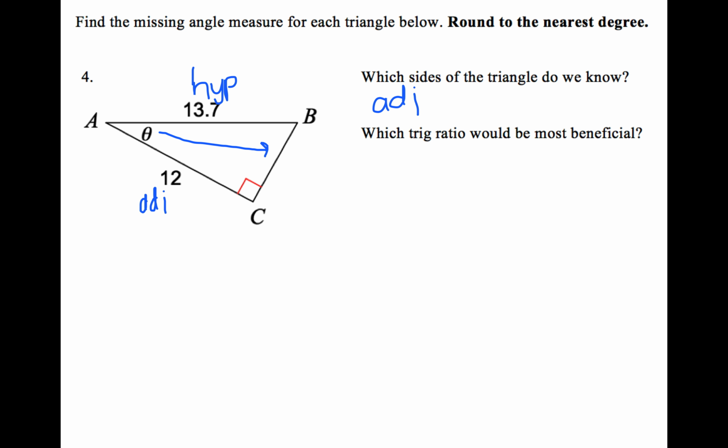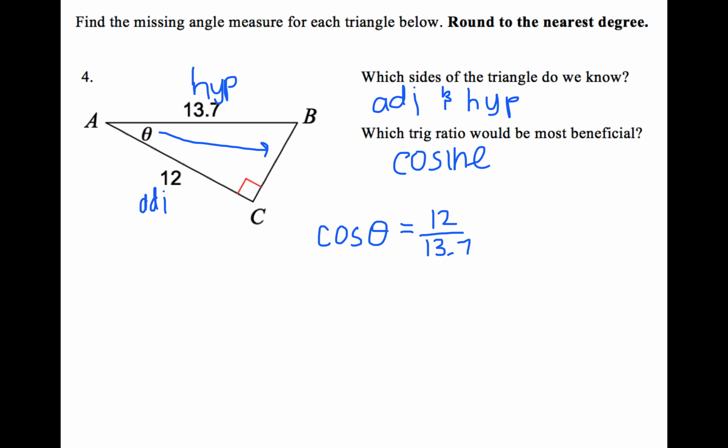So using this information, that means that I am going to want to use cosine. So if I was just wanting to find cosine of theta, I would say cosine theta is equal to adjacent over hypotenuse. But I don't want to know what cosine is. I want to know what is that angle equal to.